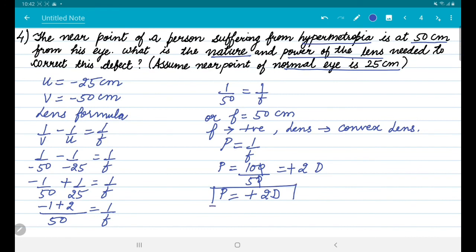So in the same way you can solve other numericals based on myopia and hypermetropia. The only thing you have to remember is that you have to take both u and v as negative in both the defects, myopia as well as hypermetropia.